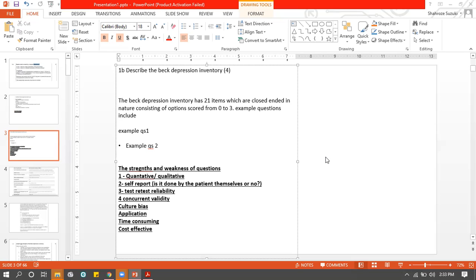Test-retest, I'm going to tell you afterwards. Concurrent, I'm going to tell you afterwards. Did I find the Beck Depression Inventory online for free? Yes. It's cost effective, right? Do you think it is applicable, as in, do you see people using it in psychiatric, psychological setups? Does it have application, can it help people? Yes. Is it time consuming or is it very short? It's like a simple questionnaire that you fill out, so I wouldn't say that it's time consuming.